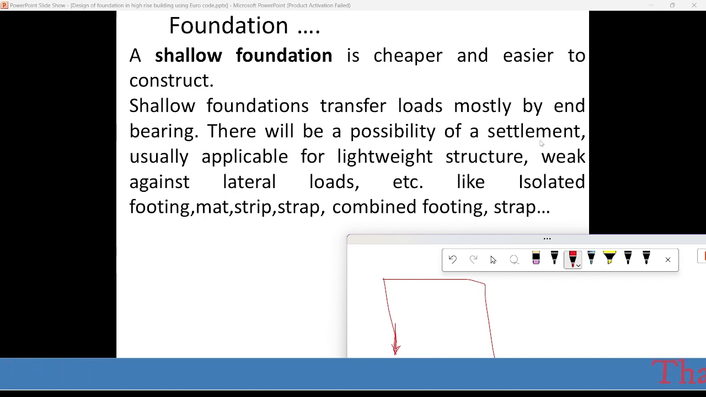There is a possibility of settlement, so it is usually applicable for light weight structures. That means there will be a possibility of settlement when we use this shallow foundation for higher structural loads. So we need to use the shallow foundation for lower structural loads, that means for lightweight structures. And it is weak against lateral load. That is why there is a problem of lateral instability when we use shallow foundation.